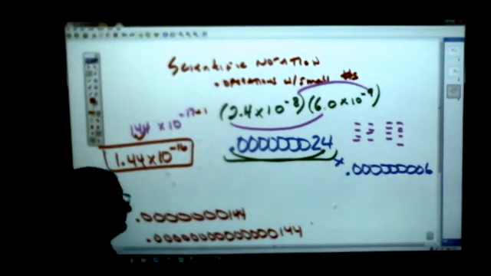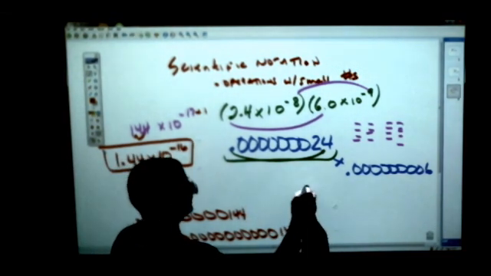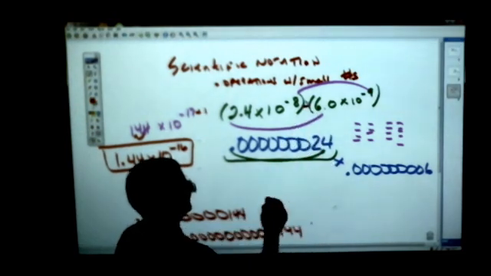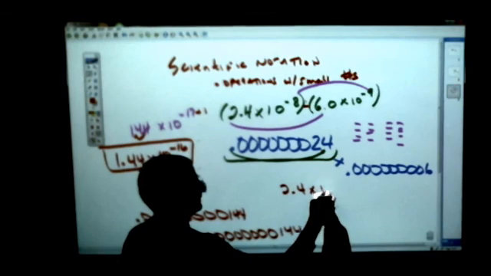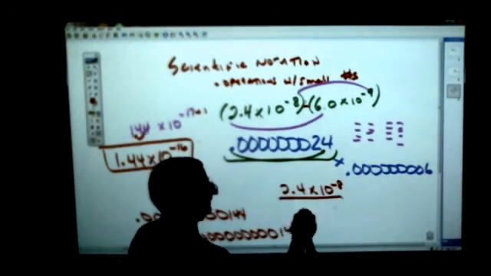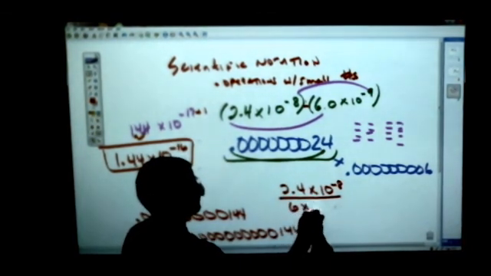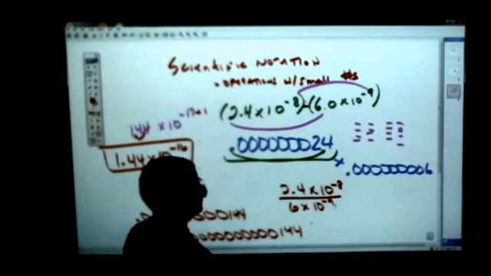But let's do it in scientific notation as a division problem. We'd end up, let's call it this divided by that. So 2.4 times 10 to the negative 8th divided by 6 times 10 to the negative 9th power.